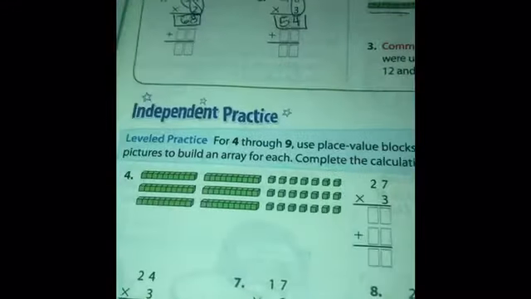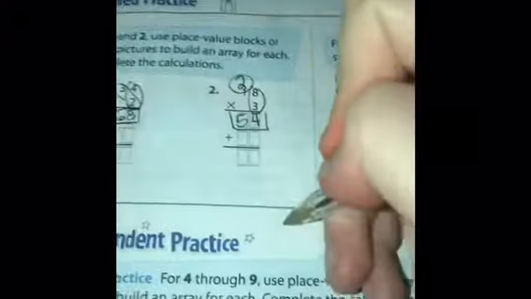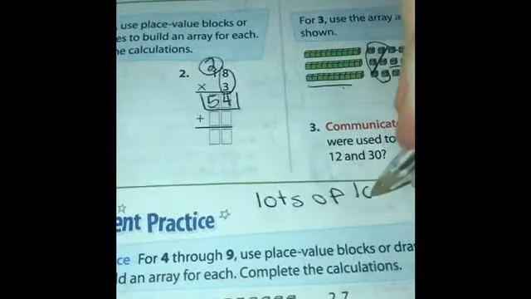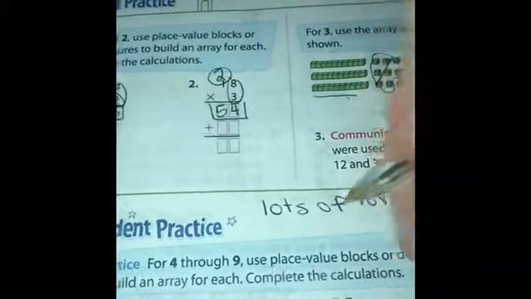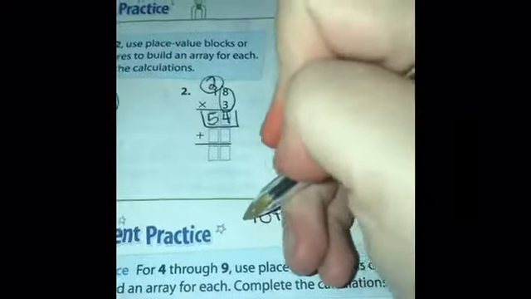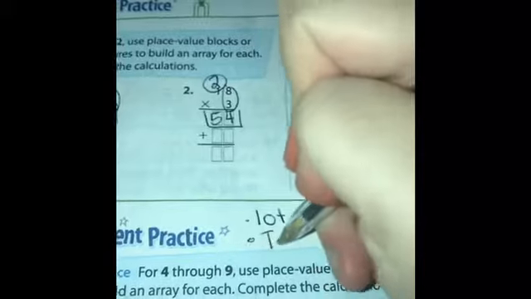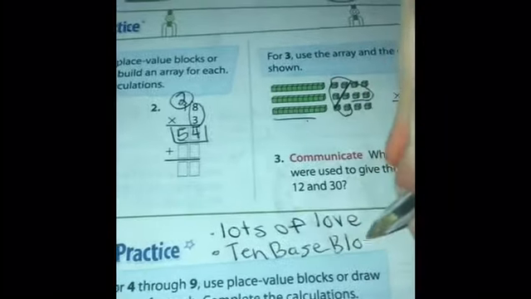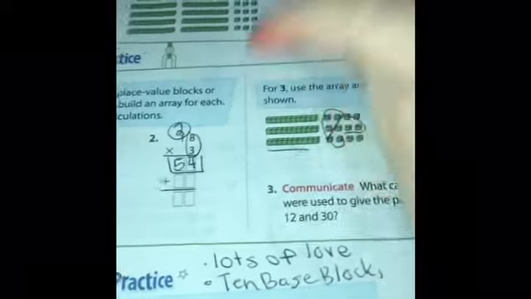So when you're working on your independent practice and on your homework 9.1, you have 2 options. You can do lots of love. Please use your multiples so you can find your answers. Or you could use the base 10 blocks like I did on this problem.